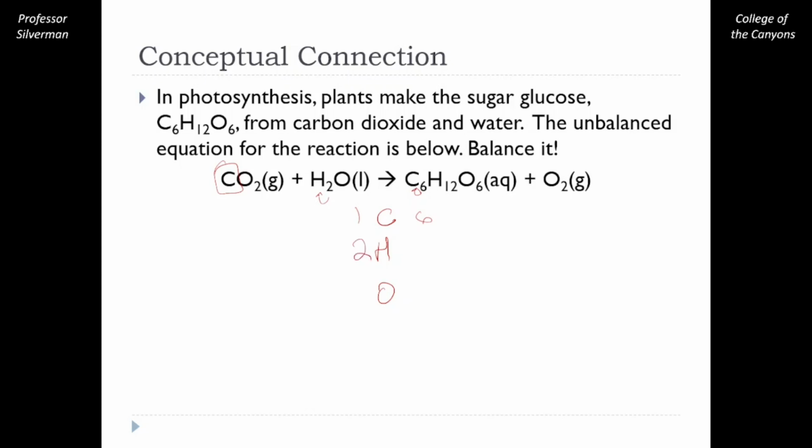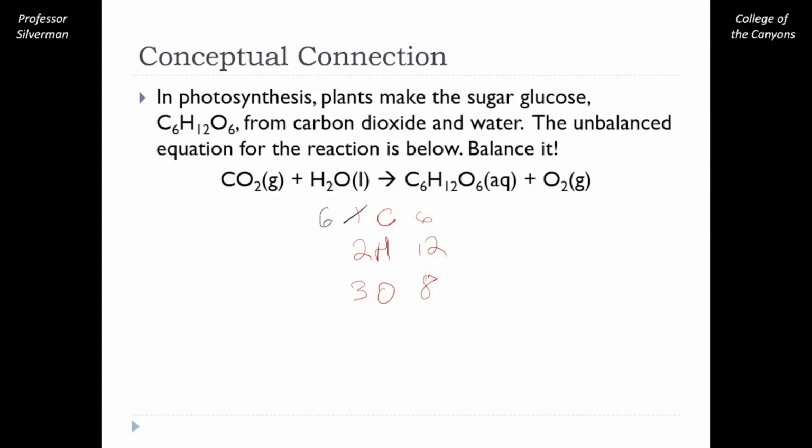Right now we have 2 hydrogens turning into 12 hydrogens. And we have 3 oxygens turning into 6 plus 2, 8 oxygens. We need to start fixing things. And so if we just start at the beginning, we can fix our carbons.